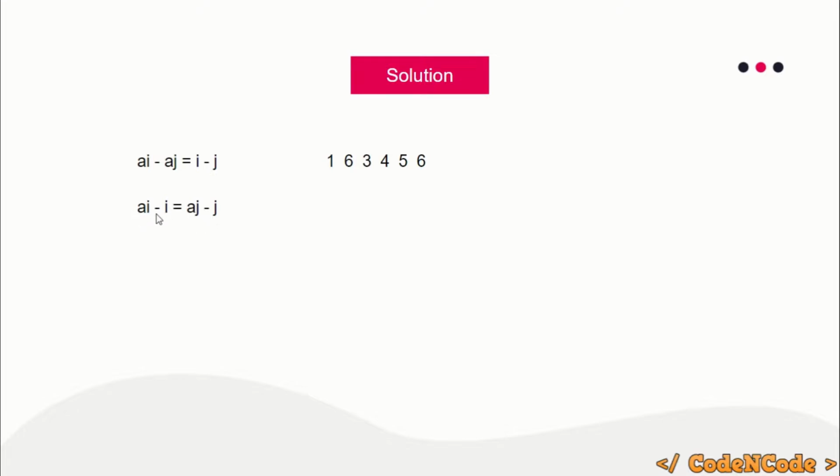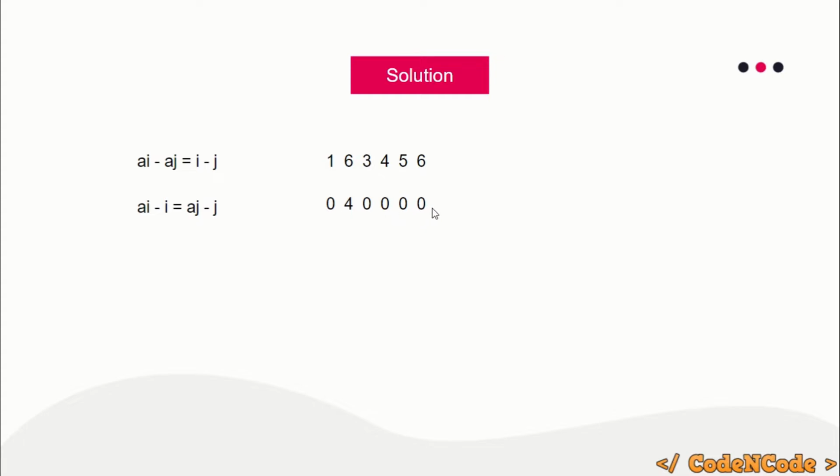So basically, from the original input array, you can create a new array where each element is ai minus i. So 1 minus 1, 5 minus 2, 6 minus 2, 3 minus 3, 4 minus 4, 5 minus 5, 6 minus 6. And what pairs do we have to find? We have to find pairs such that their values are equal in the new array, right? And that is exactly what we are going to do here. How many elements are equal?